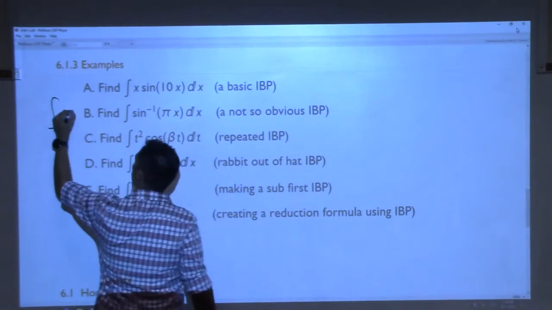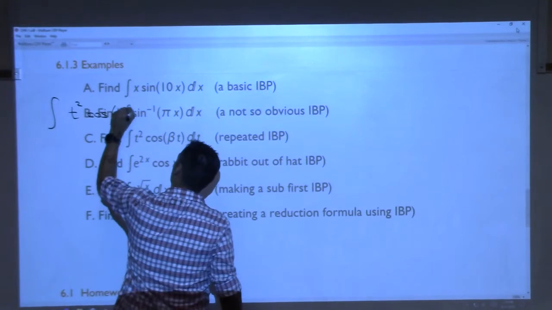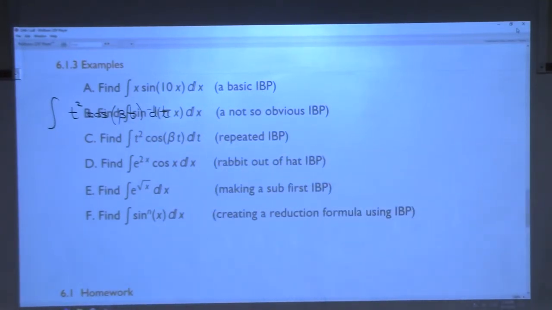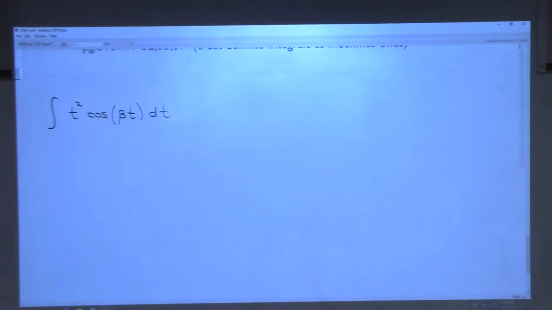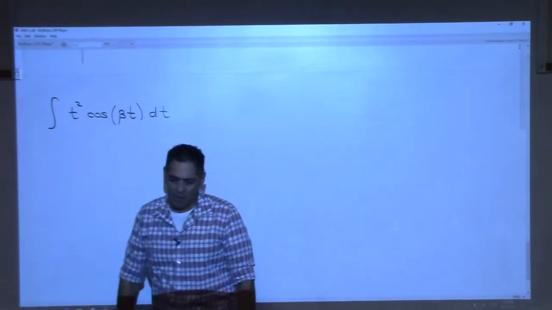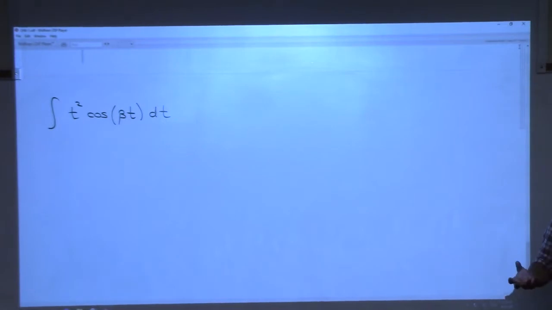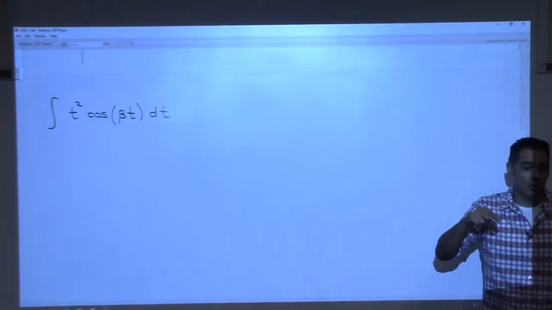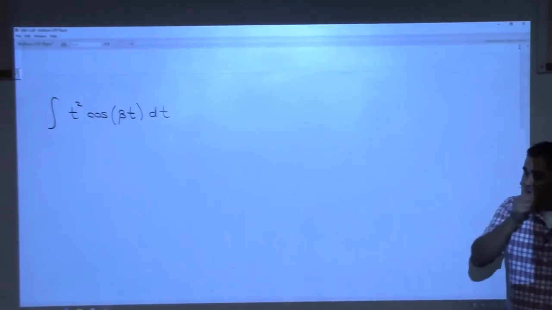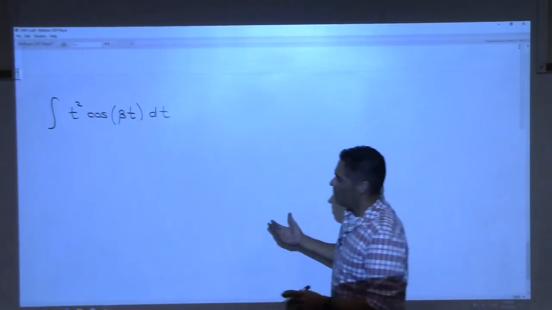The integral of t squared cosine beta t. What's beta? Beta is a constant that we don't know. So treat beta like the letter a or the letter b. It's some constant that we don't know. If we ever need to take the derivative of beta by itself, it's 0. But if it's attached to the variable in the function, it just comes along for the ride. Understand?